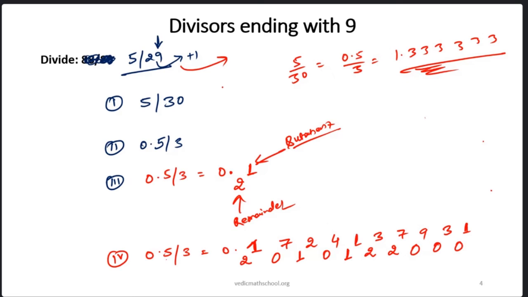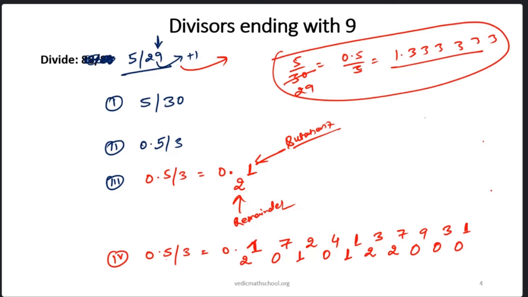Why? Because you converted the actual number 5 upon 29 into 30. But the actual number was not 30. That was 29. So this is not a correct answer. Got my point? So that is the reason we are not calculating this value and we are not telling this is the answer. The correct answer is the one which I am following here. So what I did, look at this again. I am telling you once again.